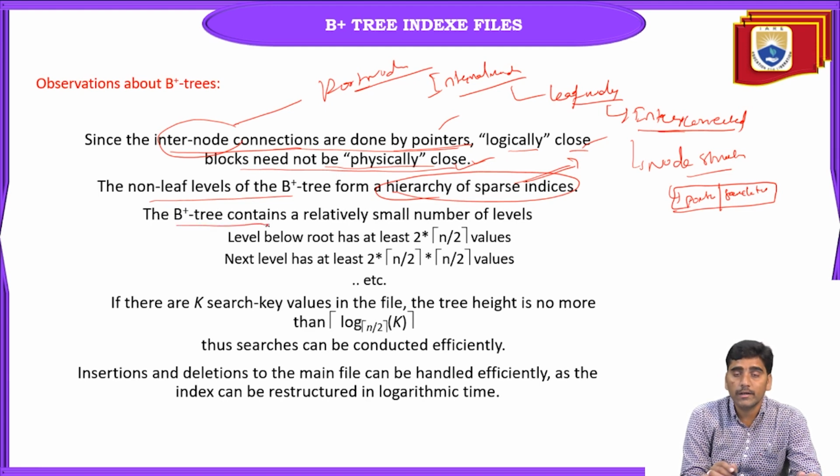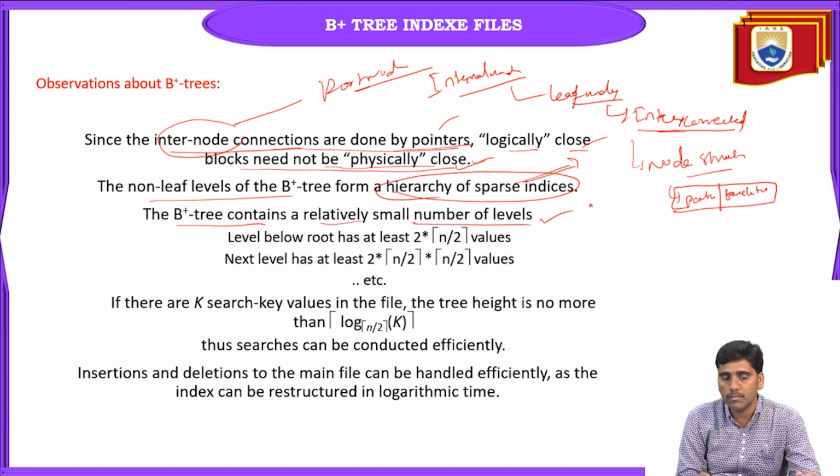And the B plus tree contains a relatively small number of levels. The level below the root, before the leaf nodes, has at least 2 into n by 2 values. And the next level has at least 2 into n by 2 into n by 2 values.